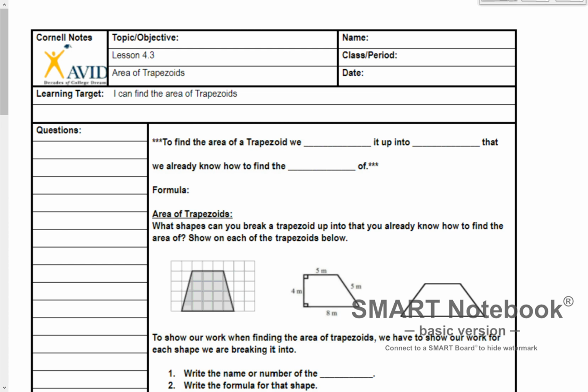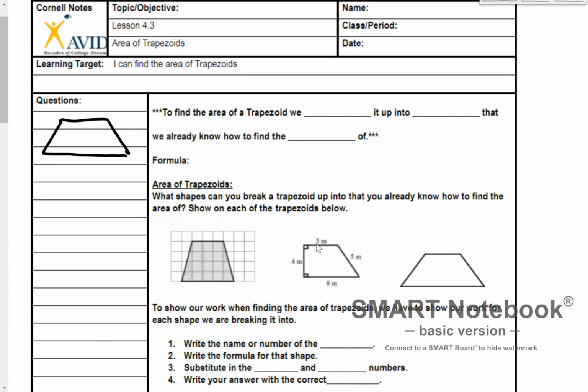All right, today we're going to learn how to find the area of a trapezoid. A trapezoid is a shape that looks like this. That's the most regular looking one. However, it also could look like this, where one of those sides is straight instead of slanted out.